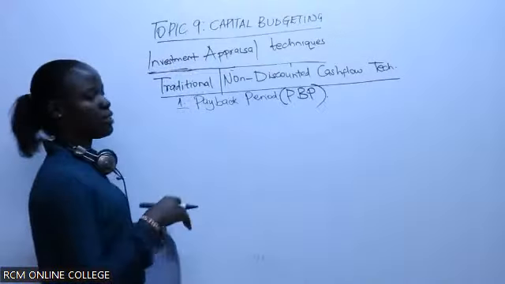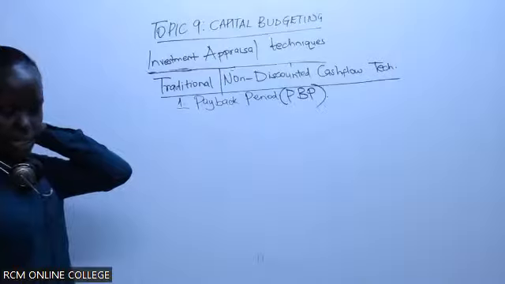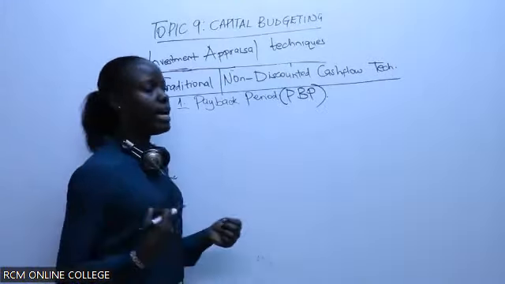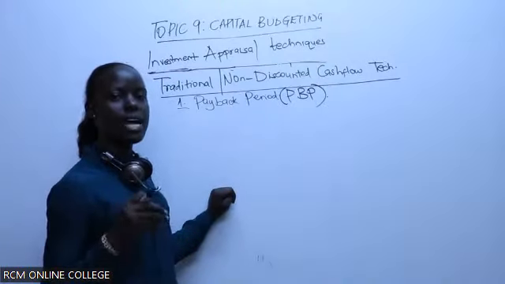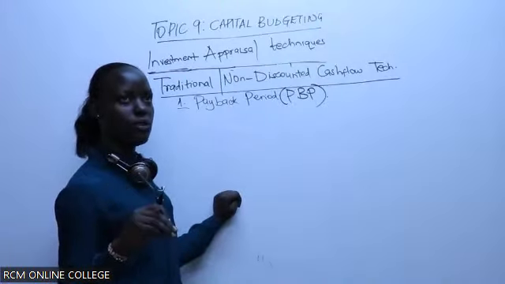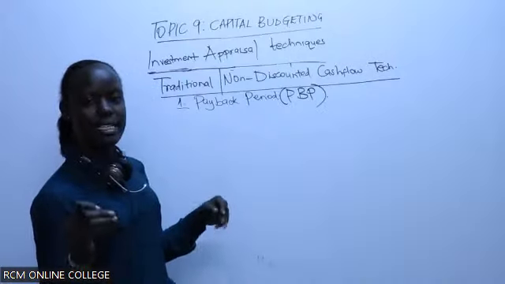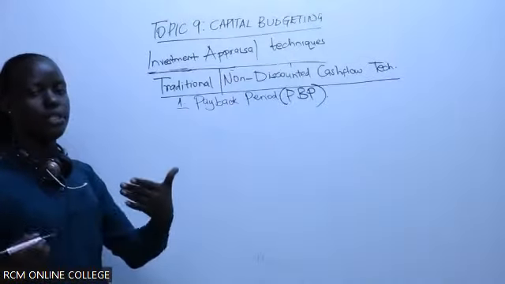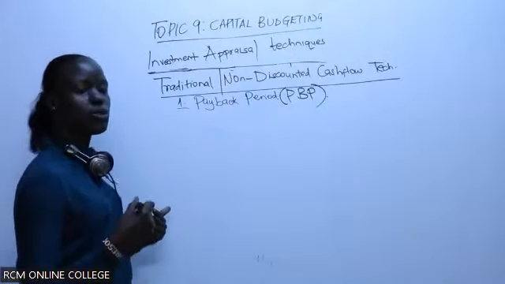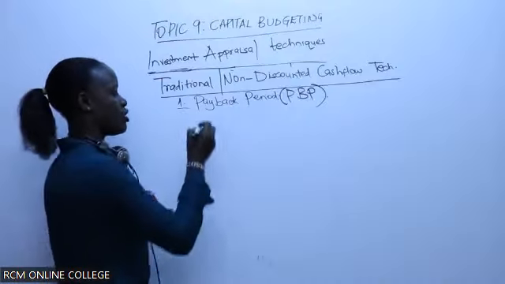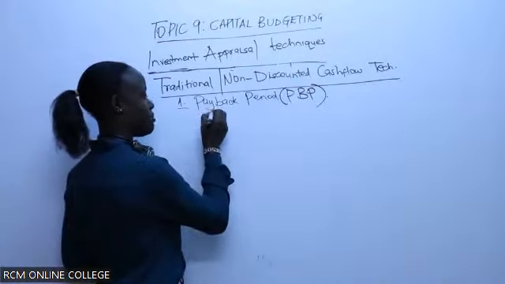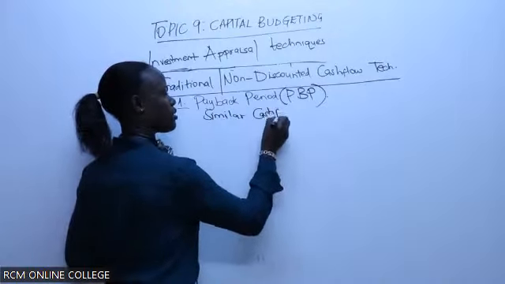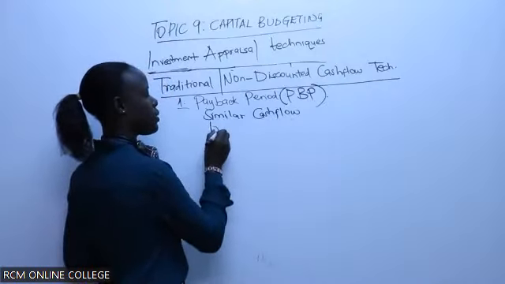For you to calculate the payback period, it is calculated in 2 scenarios. We have the first scenario where each year has an equal cash inflow. So payback period can be calculated in 2 aspects: we can calculate the payback period of a project whose cash inflows are similar, and we have one with irregular cash flows.